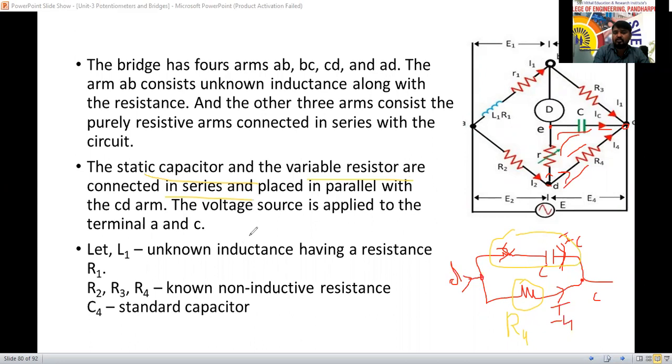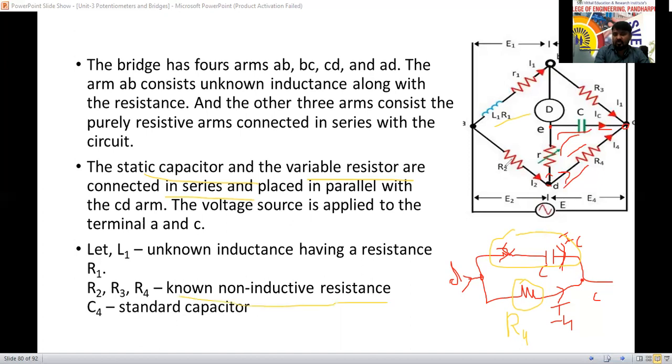So the voltage source is applied to the terminals A to C, in between AC. Okay, let L1 be the unknown inductance having a resistance R1. This R1 is inside that, and R2, R3, R4 are the known non-inductive resistances.